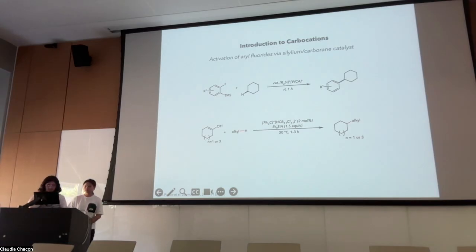So some of the reactions that the Nelson lab has made include these 2 reactions. Specifically, the 2 reactions that we use are carborane and silylium catalysts to activate the aryl fluorides. In the first reaction, an aryl fluoride is activated by using a silylium catalyst. The catalyst removes the fluoride ion, which creates a carbocation on the aromatic ring. This carbocation then reacts with a hydrocarbon to form a carbon-carbon bond, which is this double bond.